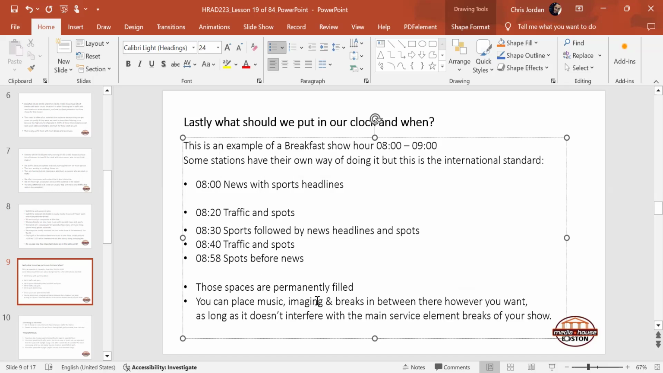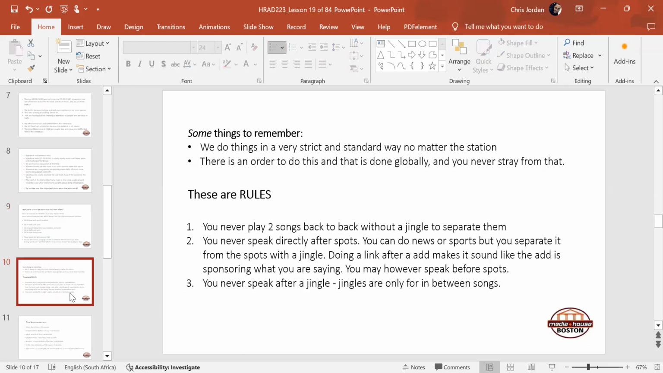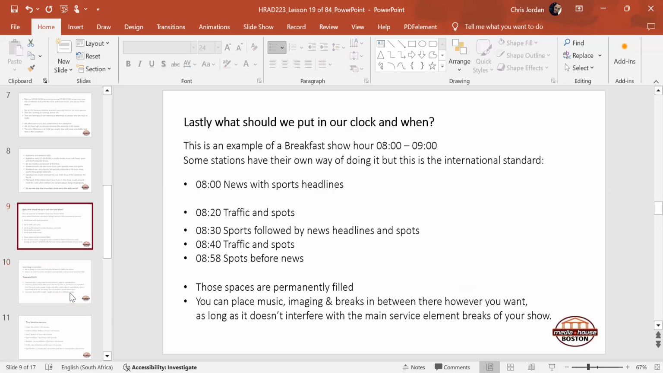So you can place your music, imaging, and breaks in between these elements, your music elements and your links, right? Okay. As long as it doesn't interfere with the main service elements or the main service element breaks of your show. Let's see that it's that here, plus ads and spots, right? We're going to get to this in just a moment.